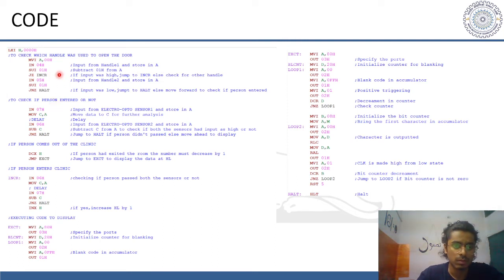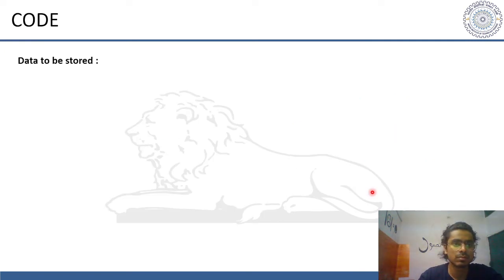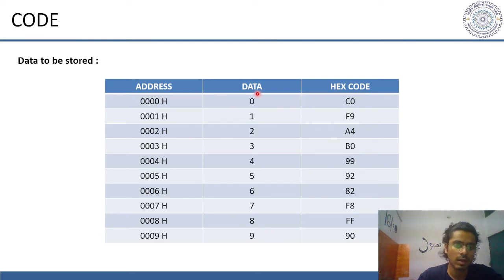If the person is moving inside or coming outside, it will now check whether a person is actually crossing the door or not, as I have given the example earlier. And if it passes this check also, like if the person is crossing the door, it will move to the execution of the code to display the number on the LED display. And if any of these checks is not passed, it will move to halt and the program will halt. And these are the data I have stored in different locations of the memory.